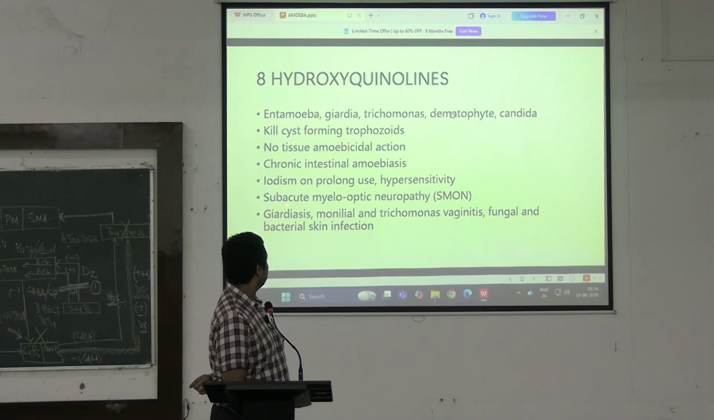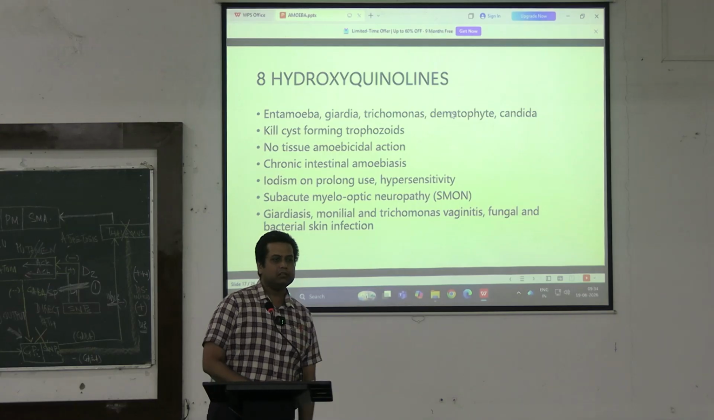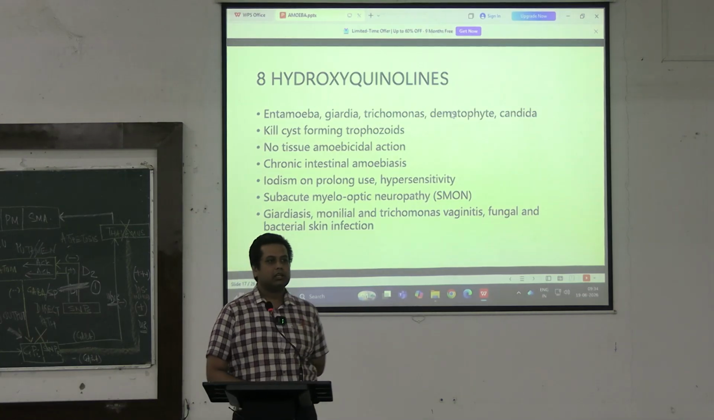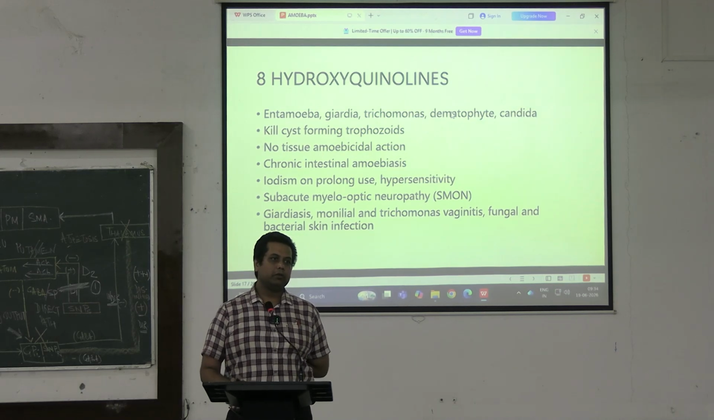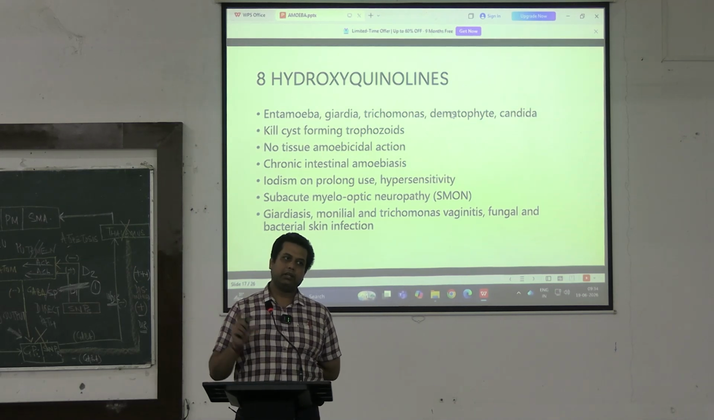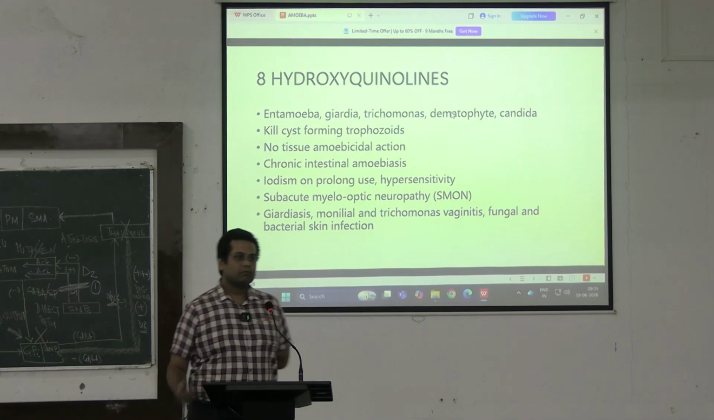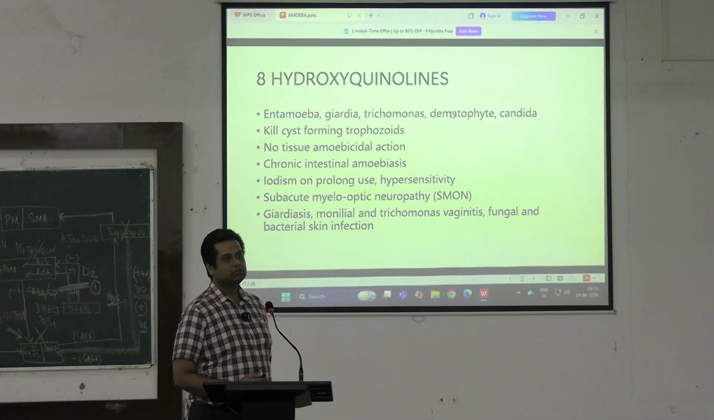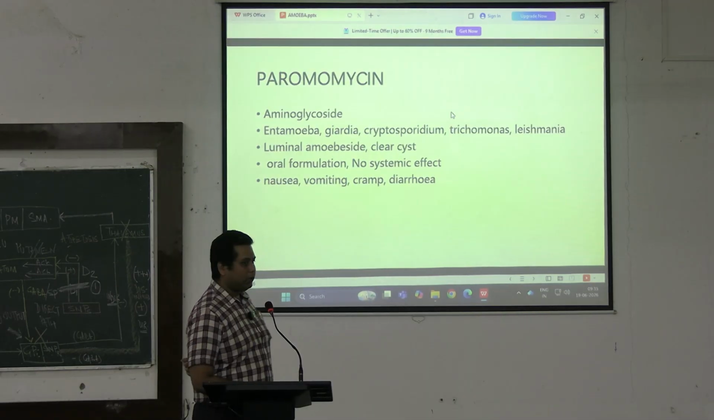You could not say what it was. Now this is the adverse effect for which it has been banned: subacute myelo-optic neuropathy. In Japan it was found that this compound produces subacute myelo-optic neuropathy. So in Japan it has been banned, though in India it is still available. Enteroquinol, have you heard the name? It is sold as a brand name.